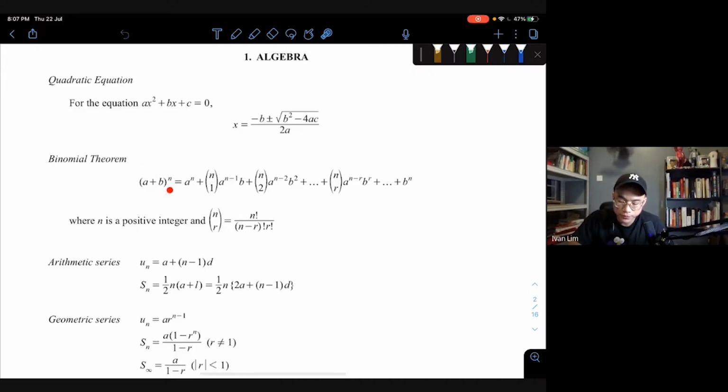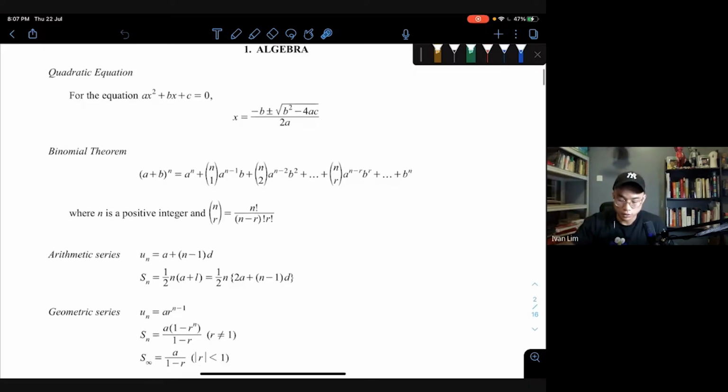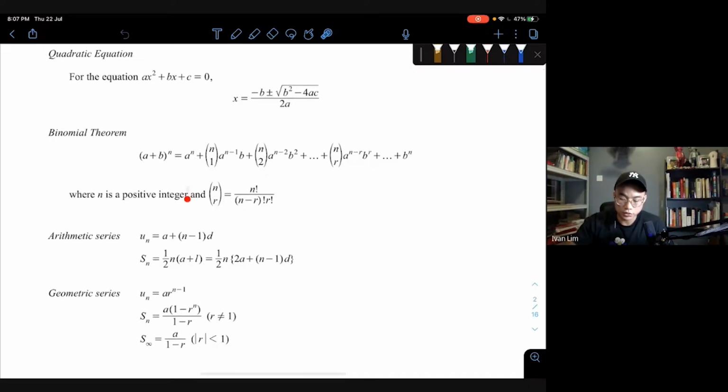Binomial theorem, a plus b to the power of n equals a to the power of n, then you follow this one, nC1 then a to the power of n minus 1 times b to the power of 1. Okay, as the one power goes down, the second term's power goes up. This one, nCr, so n factorial over r factorial times n minus r factorial.